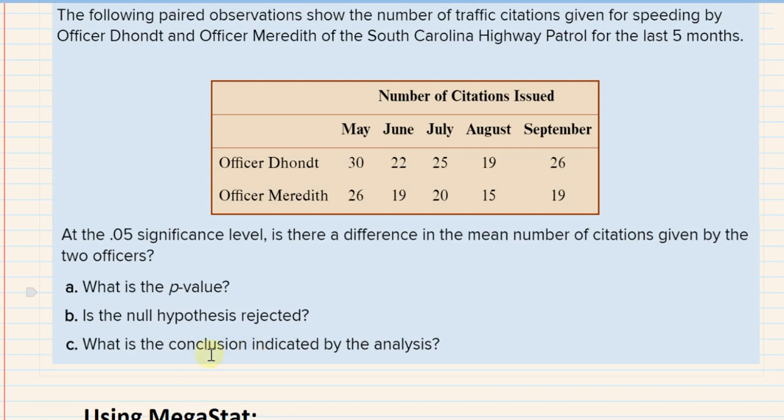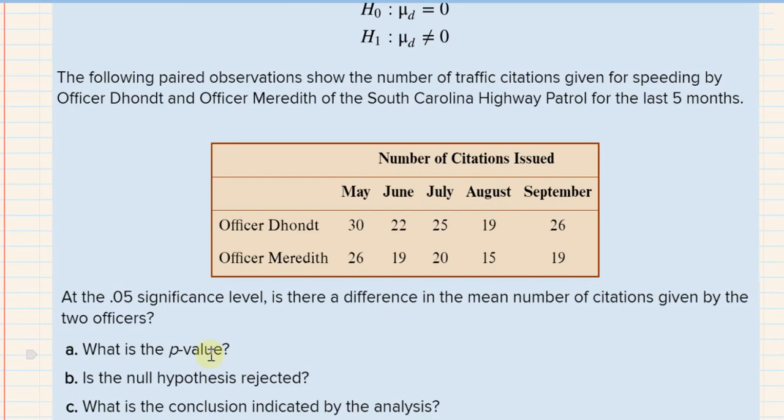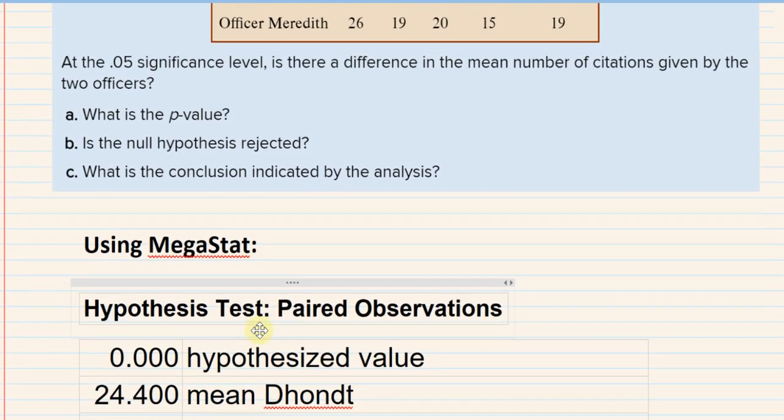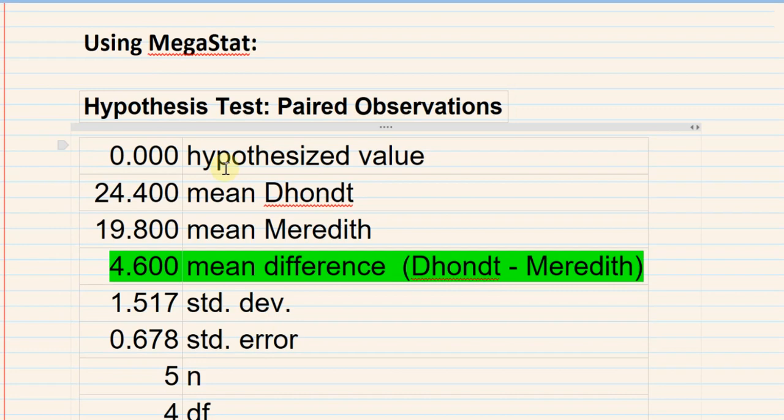So we're just going to run MegaStat, right? Now, I'll show you the details, but here's actually the run. The hypothesized value was 0. Now, the average number of citations Officer Daunt has given is 24.4 versus Officer Meredith on average almost 20. The difference is about 4 citations per month, 4.6 to be exact. Almost called it 5. The question is, is that statistically significant? And you can see, again, the first officer is issuing more citations.